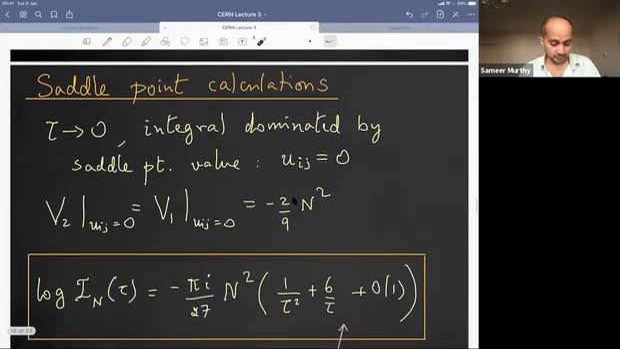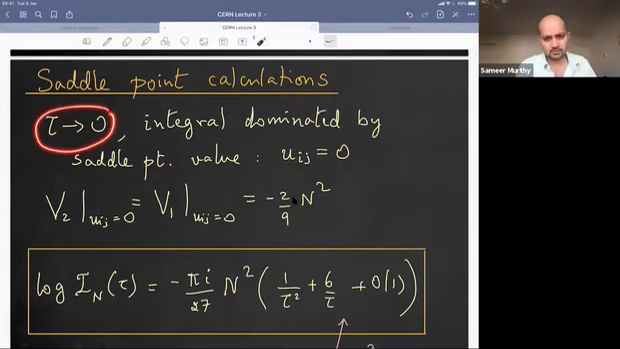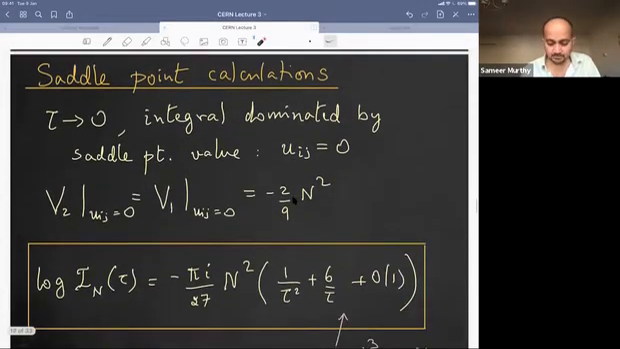And so now you want to do saddle point. The parameter for the saddle point here is only tau. So I'm fixing the rank. I take tau goes to 0, and then I get this behavior, and then the saddle sits here. At the saddle point value, Uij is 0.